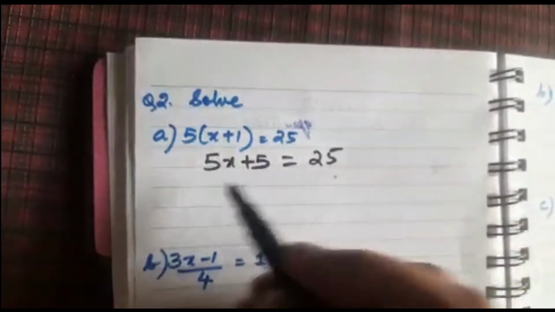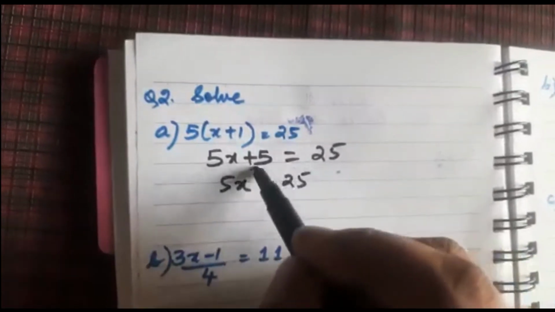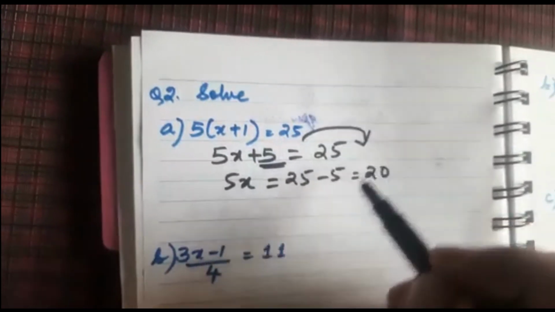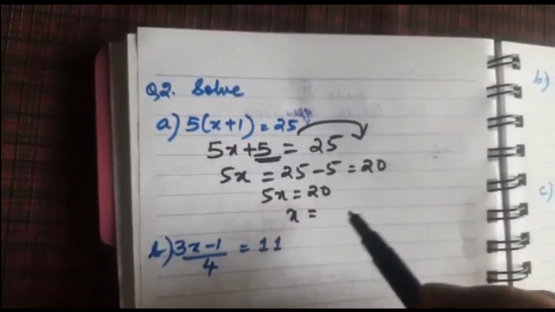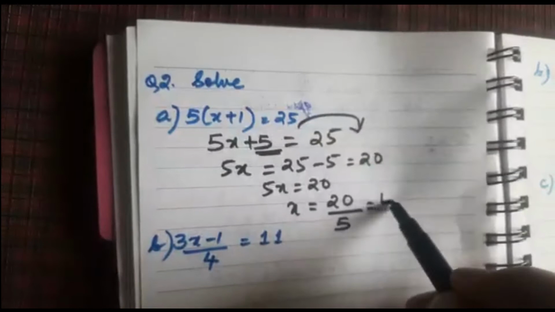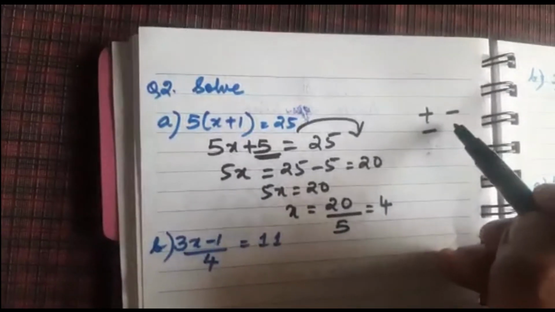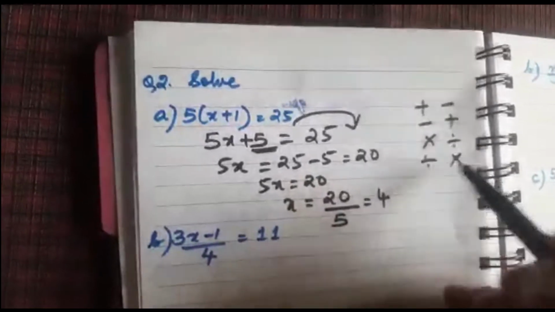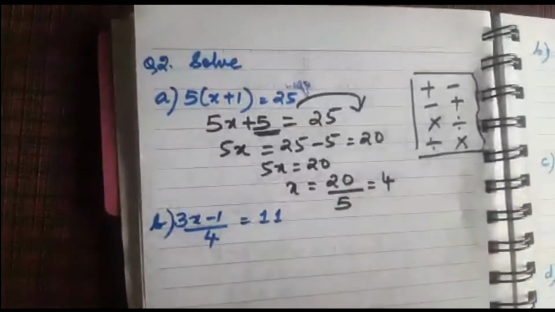So number on one side and variable on one side. 5x equal to 25. This plus 5, if it goes here, becomes minus 5. That is 20. So 5x is equal to 20. So what is x? x is equal to 20 divided by 5, since multiplication goes to division. That is 4. So addition becomes subtraction, subtraction becomes addition, multiplication becomes division, and division becomes multiplication. This we have already told you, and you have to be very thorough.